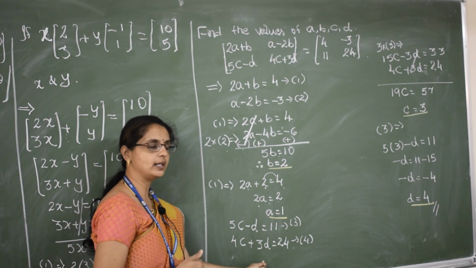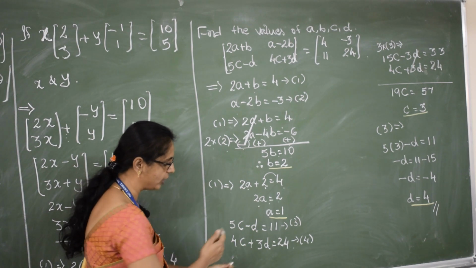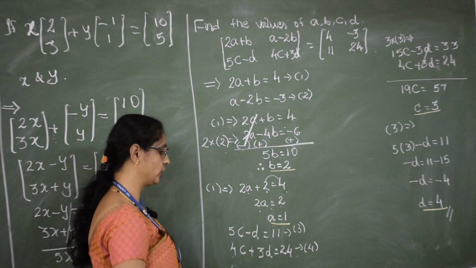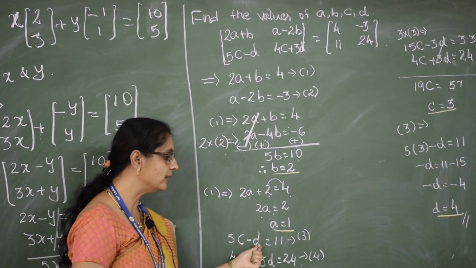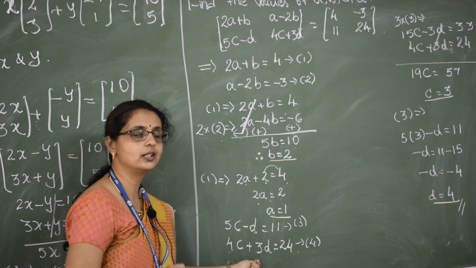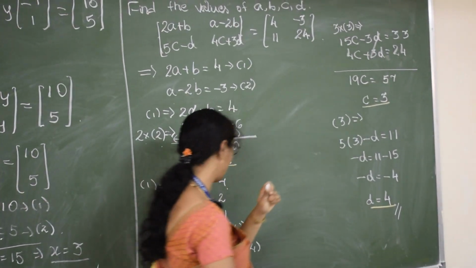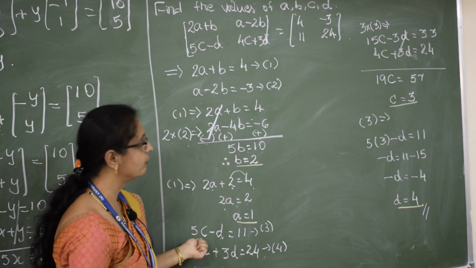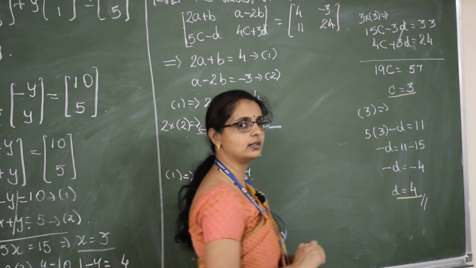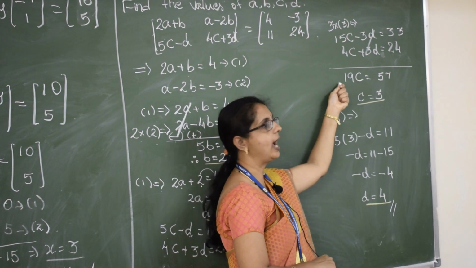I am going to call them equation 3 and 4 for the further calculations. Observe carefully, not the values of coefficients of C, but the coefficients of D. I am going to multiply equation 3 with 3 and maintain the fourth equation as it is. Multiply the third equation with 3. So now what happens? 5 into 3 gives us 15C, minus 3D, and 11 multiplied with 3 gives us 33. I have done over here, maintain the fourth equation as it is.